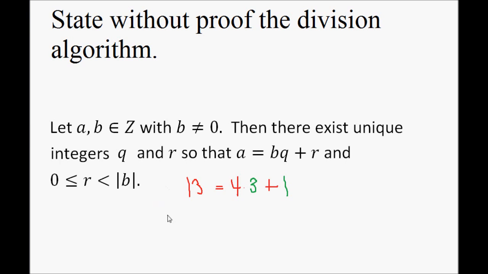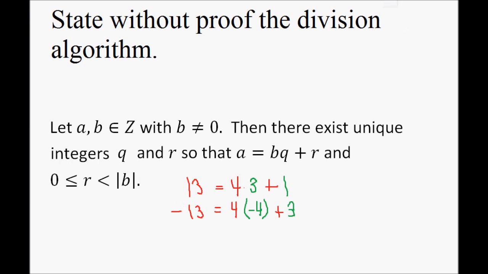If a is equal to negative 13 and b is equal to 4, then q would be equal to negative 4, and r in this case would be equal to 3. So here we have negative 16 plus 3 makes negative 13. Notice that it's not as simple as just making r equal to negative 1. You don't just simply multiply the top equation by negative 1 to get negative 1 down here, because r must be positive.